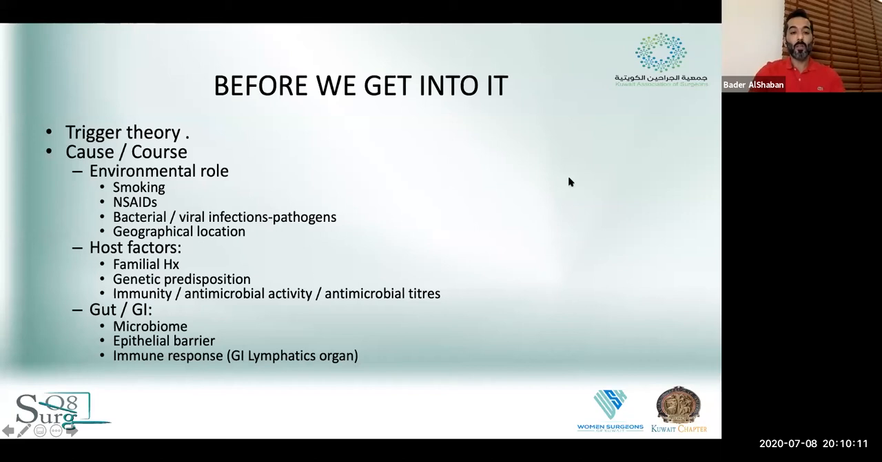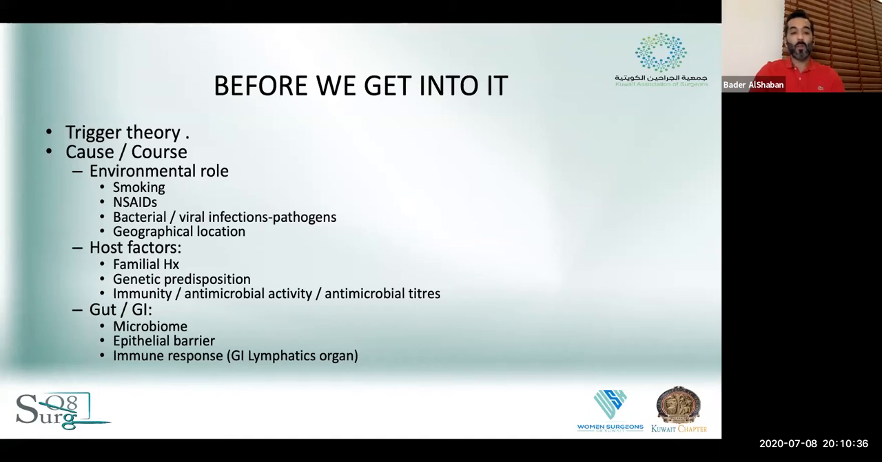whereby smoking has been shown to increase the risk and activity of Crohn's disease, while smoking has shown to be somewhat having a protective effect in ulcerative colitis. Non-steroidals have shown an increased activity in inflammatory bowel disease in general.